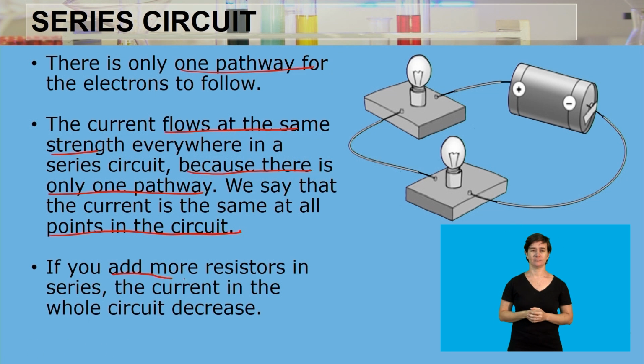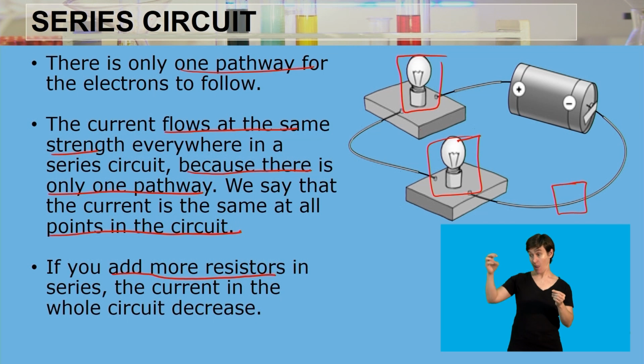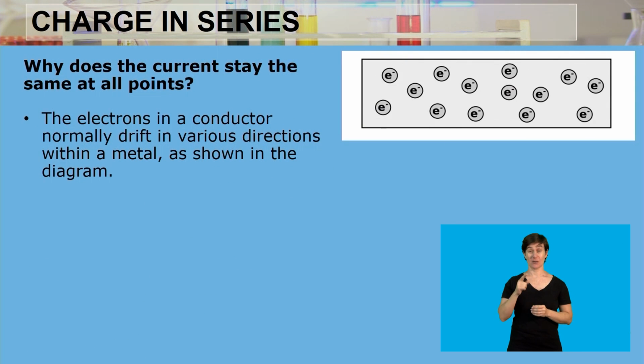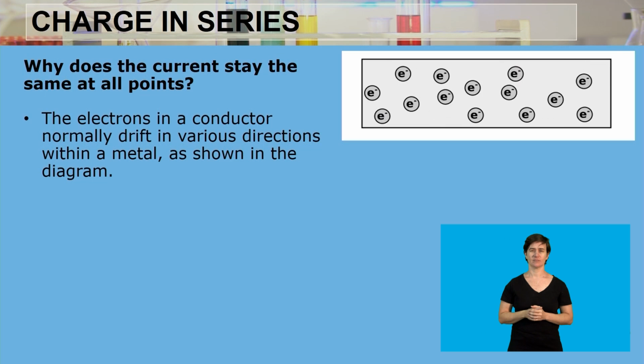However, if you add more resistors in series, the current in the whole circuit is going to decrease. So if we add more resistors in series, in this case, on this particular diagram we have two resistors. Remember that our light bulbs are examples of resistors. So if I add another light bulb in this series circuit, the resistance of this entire circuit is going to increase. And by increasing the resistance of the circuit, I'm actually decreasing the current. So the current and the resistance have a relationship that when one increases, the other one needs to decrease. So why does the current stay the same at all points?